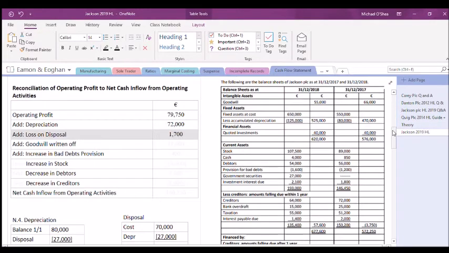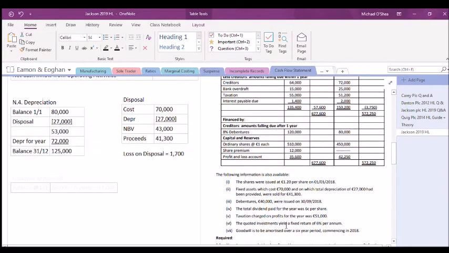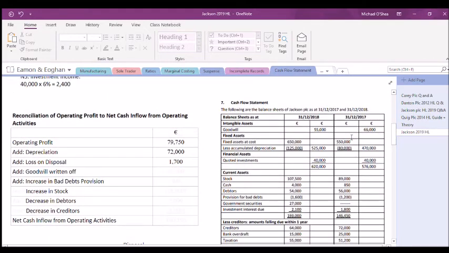My goodwill written off. Well, I'm told at the bottom of the question here that my goodwill is to be amortized over a 6-year period commencing in 2018. Careful of the wording, commencing in 2018. This starts in 2018. So when you go up to the goodwill figures, you see your goodwill figure of 55,000 at the end of the year and 66,000 for the end of last year. But if my goodwill is to be amortized over 6 years, it started in 2018. This is my goodwill figure at the beginning of 2018.